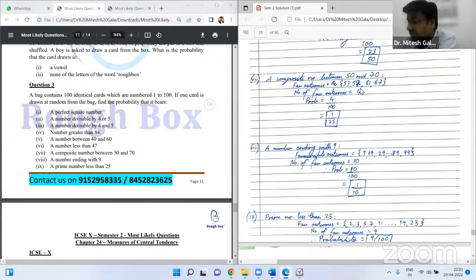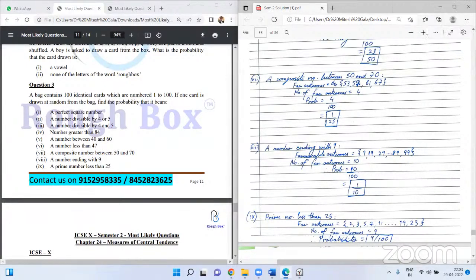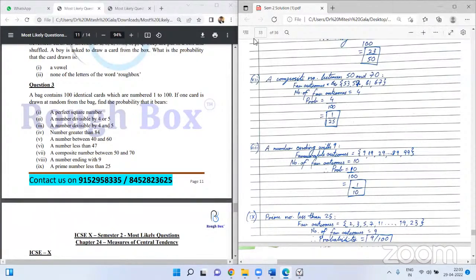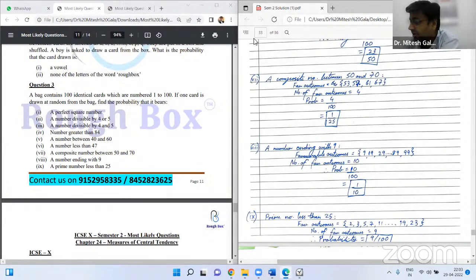62, 63, 64, 65, 66, 67. 67 is prime, right? Yes, sir. Yes. 68, 69. What is a composite number? Not a prime number is a composite number. Okay, sir. So 15 by 100. So your answer should be 3 by 20 for this one.